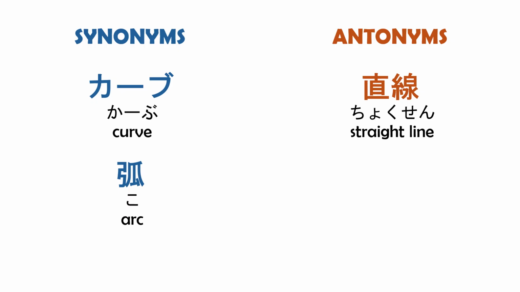The most common antonym of the word is chokusen. It is a line with no bend, the opposite of a smooth bend. In graphs or drawings, chokusen contrasts clearly with kyokusen.